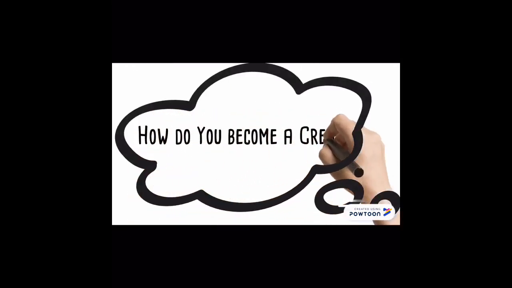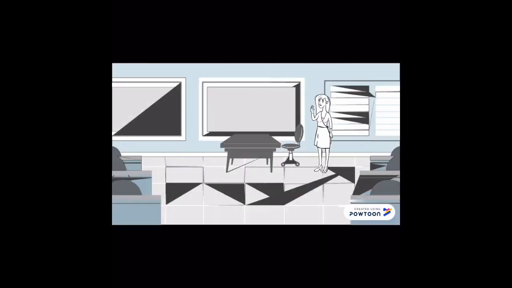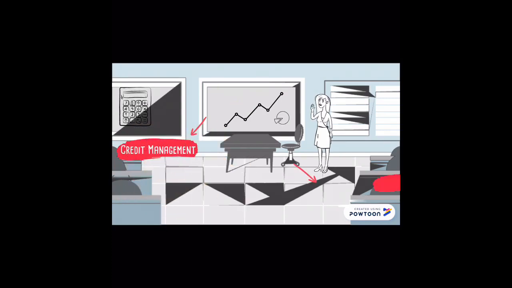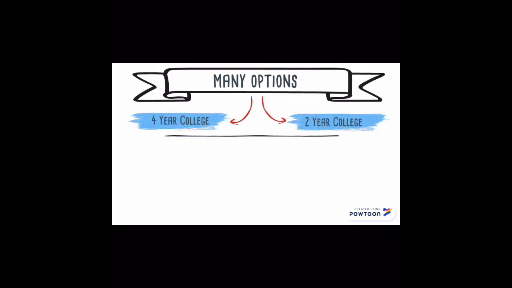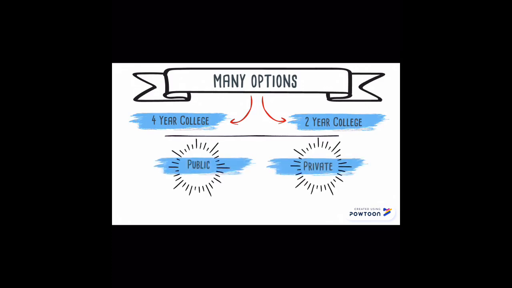How do you become a credit analyst? There are 3 majors you can look into, such as credit management, accounting, and general finance. After completing your classes, you will get a bachelor's degree and be on your way. You have many choices. There's a 4-year plan, 2-year plan, and after deciding between those 2 types of colleges, you get to choose between a public or private school.